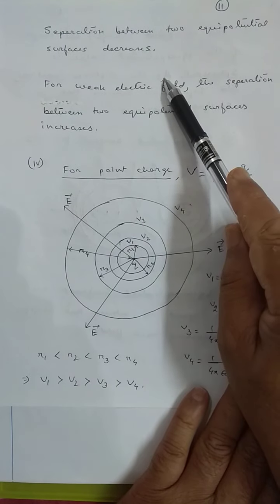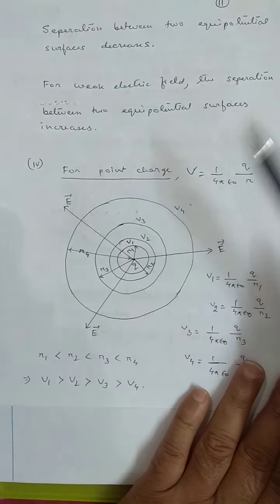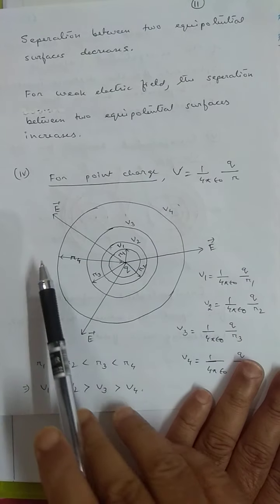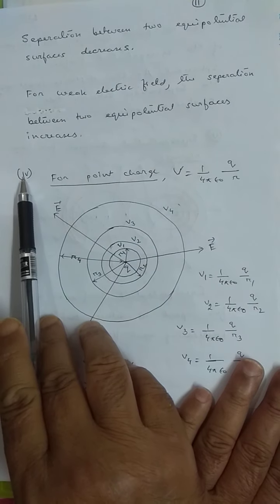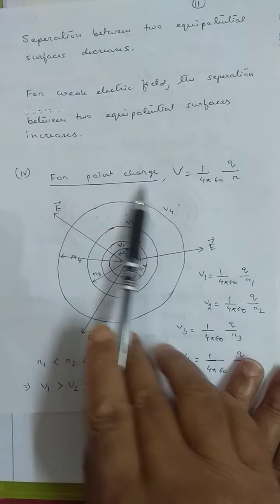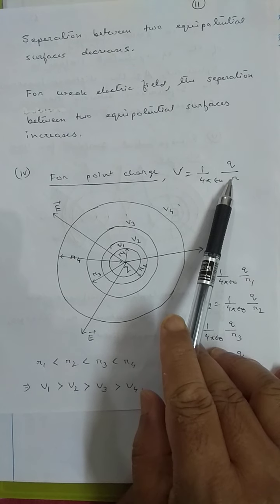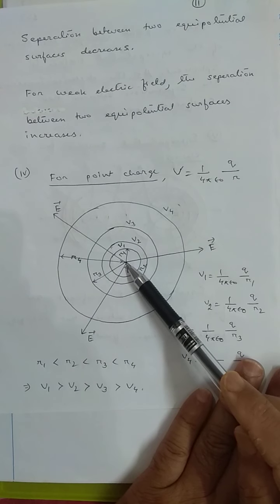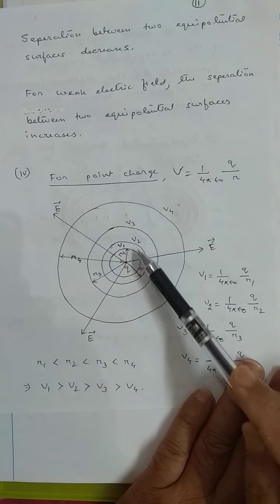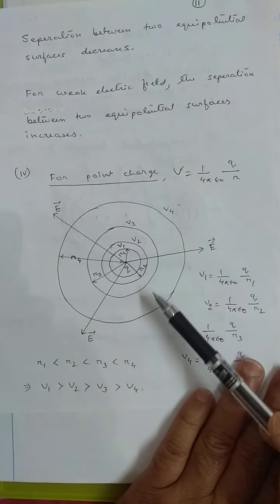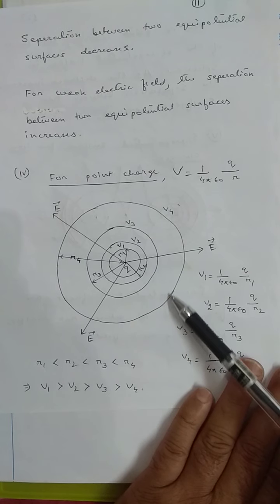This particular concept can be explained from the next property, point number 4. For a point charge, what is the potential? 1/4 pi epsilon 0 q by r. That means if the origin of the electric field is a point charge, then the equipotential surfaces will be spherical.